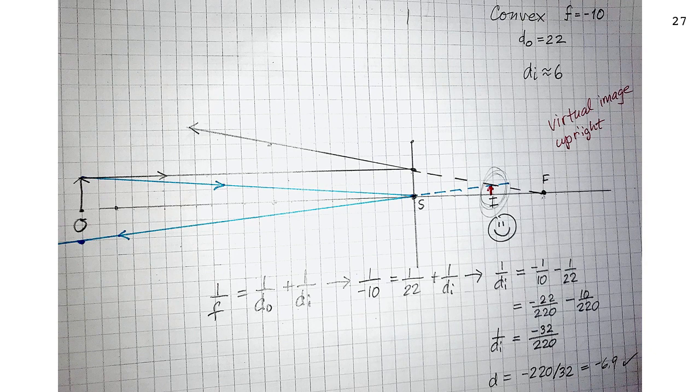And that's a negative number. So that means that the image is behind the mirror. So DI is equal to negative 220 over 32. So what is that, about 7? Calculate that. 6.8 something. Okay, so what is it, 6.8 or 6.9? Negative 6.875. Okay, right, so with two significant figures, negative 6.9.